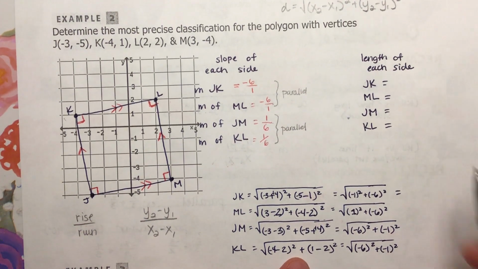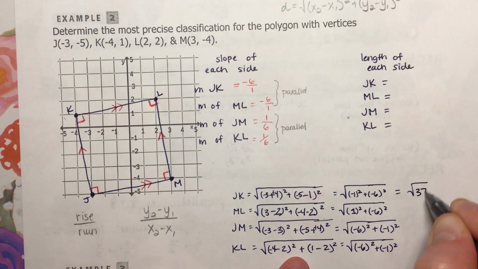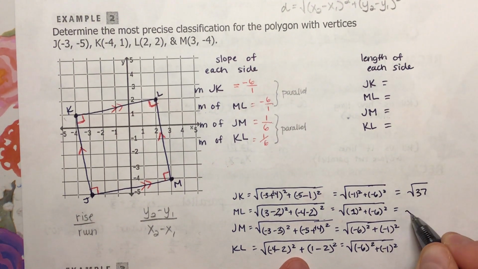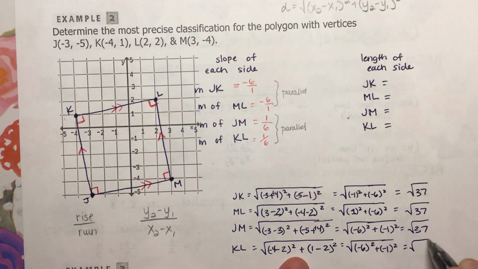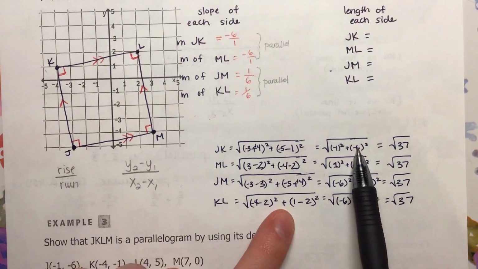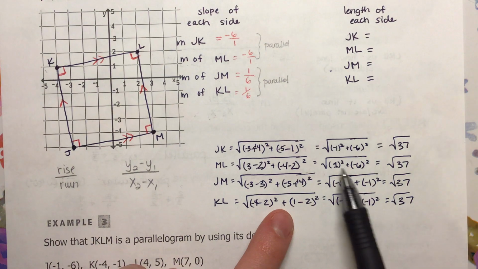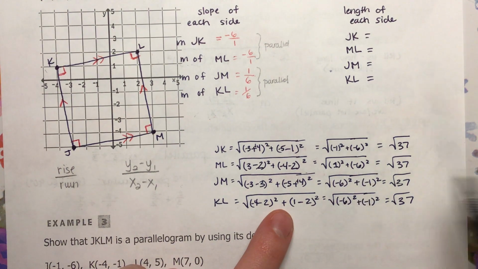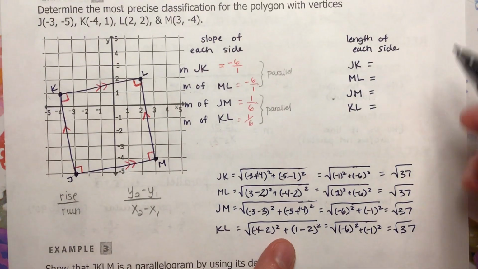All right, we are almost done. That is going to be square root of 37. This one is going to equal the square root of 37. This one as well, and this one as well. How am I doing that? So I'm taking -6 times -6, which is 36, plus -1 times -1, which is 1. So 1 plus 36 is 37. 1 squared plus -6 squared is 37, and so on and so forth. So all of these links are the same.